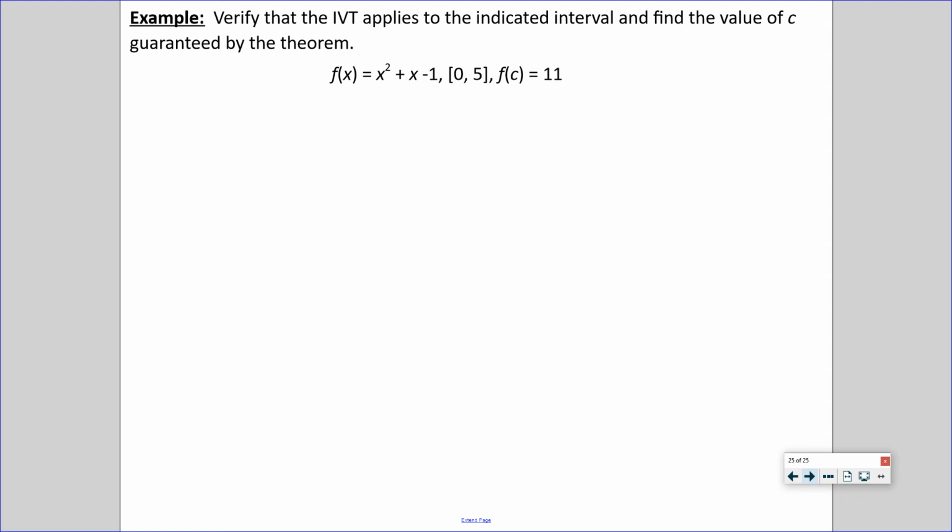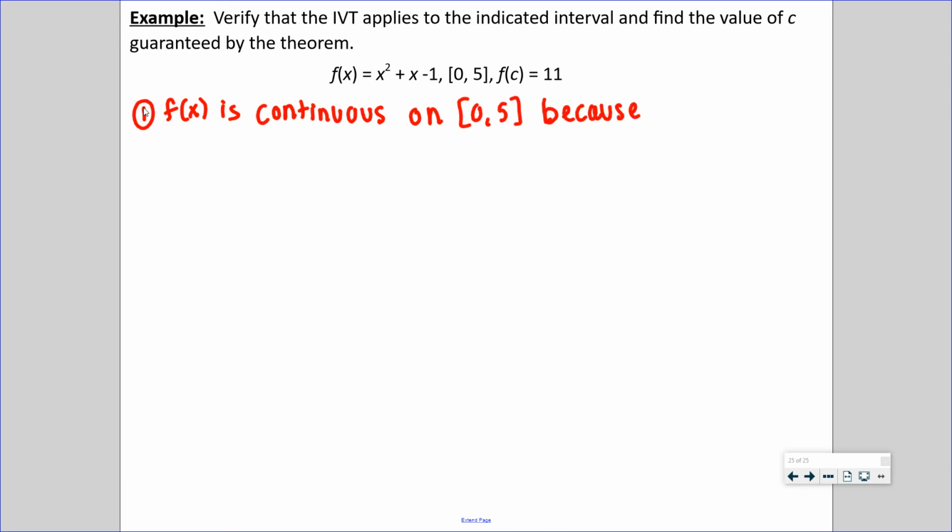Okay, first thing, we have to state that it's continuous. Why is this one continuous on the interval 0 to 5? Because it's a polynomial. I told you you'd love polynomials. And polynomials are continuous everywhere.